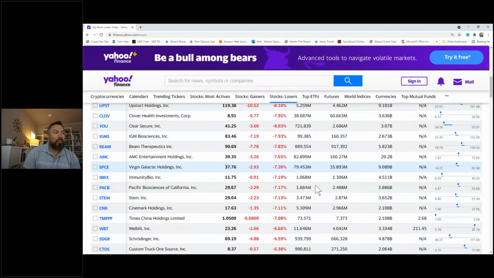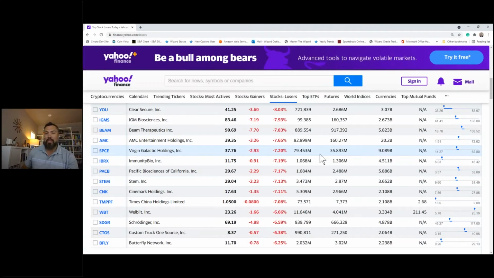AMC, another meme stock. You got space right here. You know what's amazing about space? The guy Branson goes to space and he gets to have a 7% stock price drop. That's not cool, but that's the market for you sometimes, right? You sell the news, you buy the rumors, right? And that is a prime example of selling the news. But the key here is this volume.